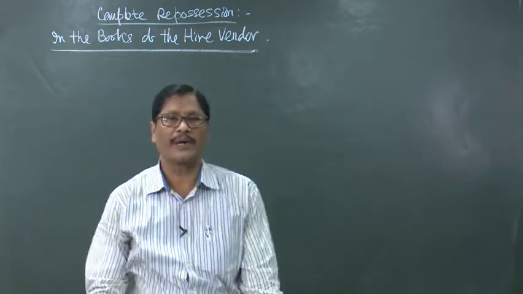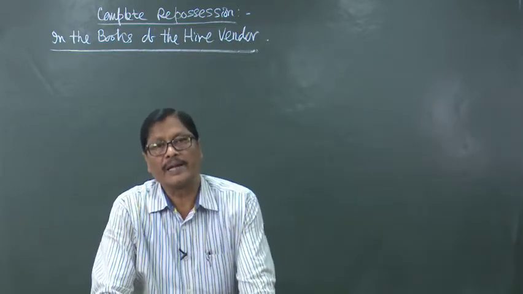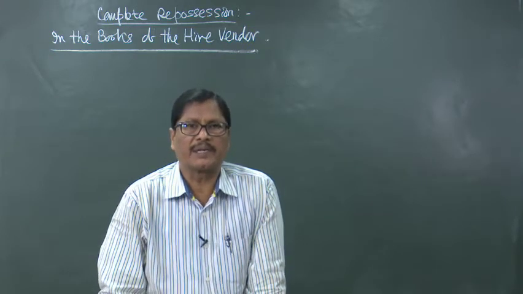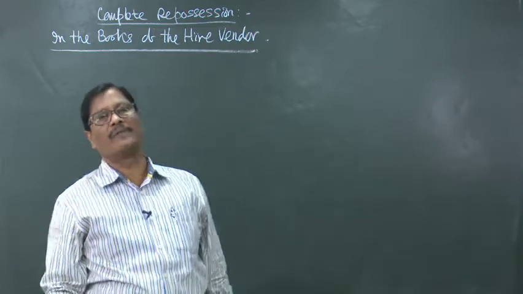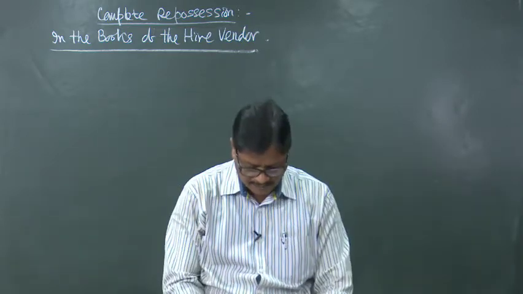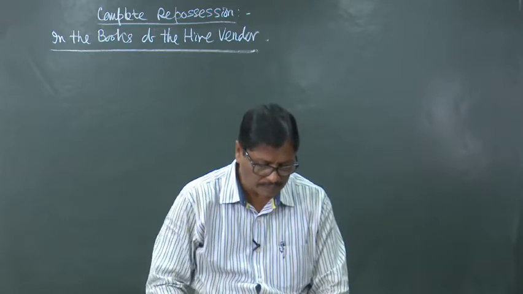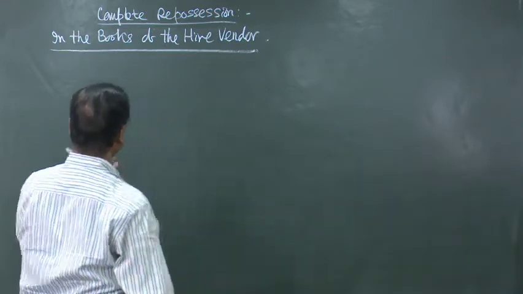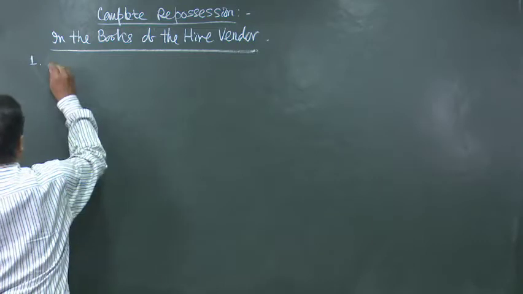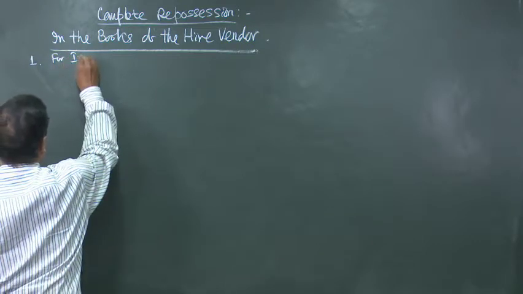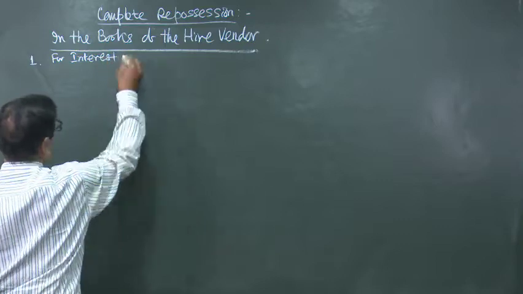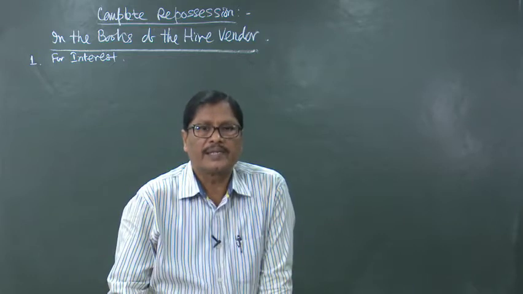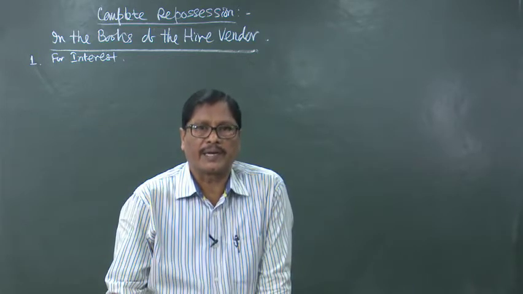In the books of the hire vendor, as usual, the entry for interest will be there, but there is no entry for depreciation, because he does not possess the goods. So, the entry only for interest. So, the first entry will be for the interest. What will be the entry for interest? Under number 1 for interest, which we have already calculated, the second year's interest was 4,000. This interest is our income.